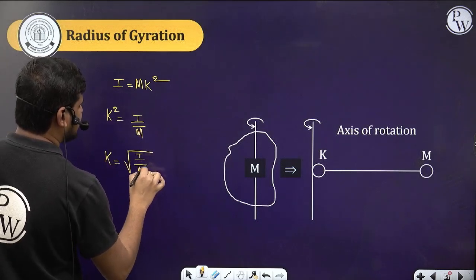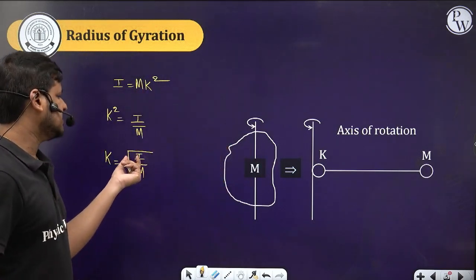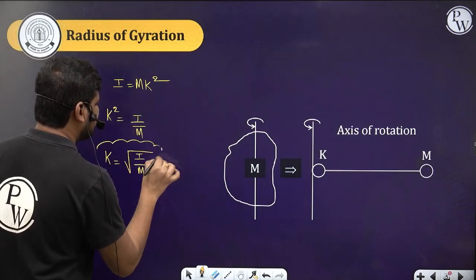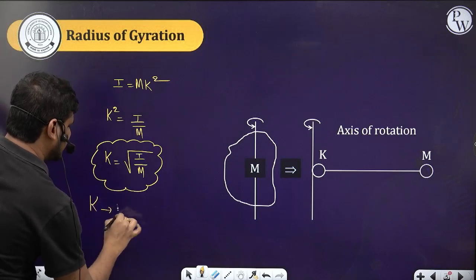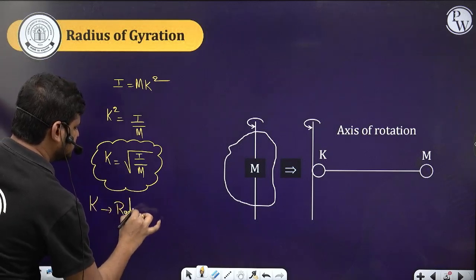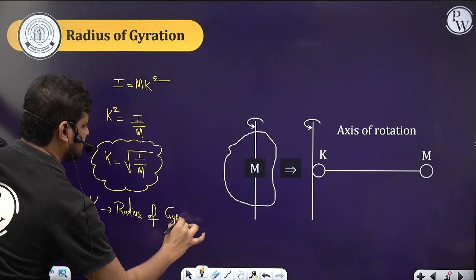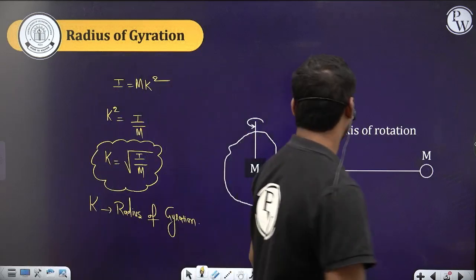So the radius of gyration is nothing but, you have to find its moment of inertia, divide by mass m, and take the square root of it. So that's the radius of gyration. So k is the radius of gyration. We'll solve the question so that you will understand better. Radius of gyration. Clear this part? Easy one.